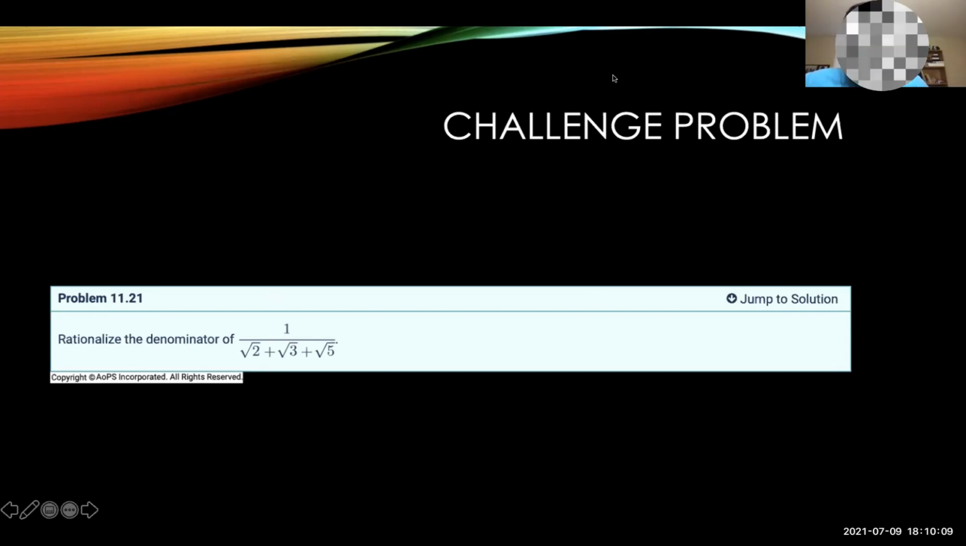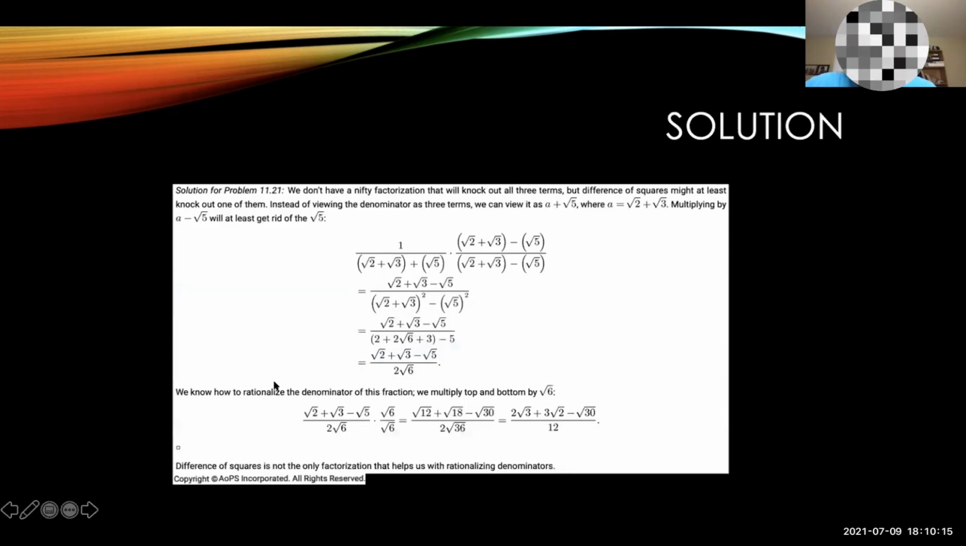Okay, so I did have two people, Sharon and Jeffrey, who both did end up getting the right answer. So now I'm going to explain this one to you. Again, like the last problem, we have to use the difference of squares. However, the way we do this problem is a little unique.